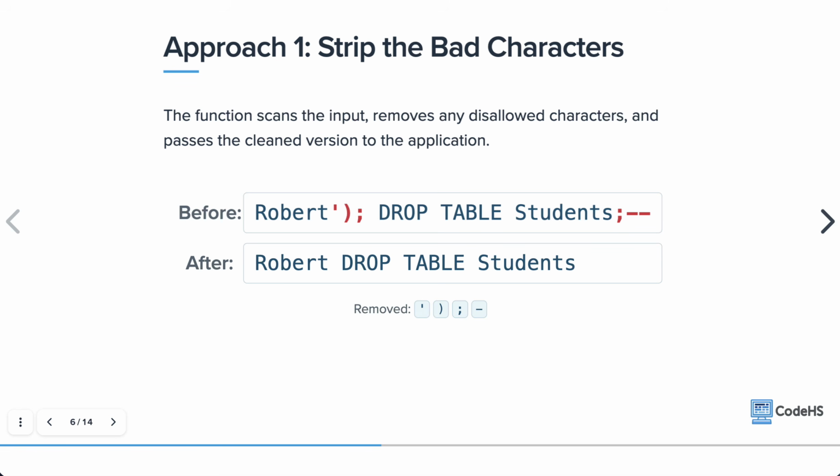The list at the bottom names the characters that were removed: the single quote, the paren, the semicolon, and the dash. The AP standard names three control characters: the single quote, the double quote, and the semicolon. In practice, a strip-style sanitizer often removes other characters too, like the SQL comment dash and the parens, because those also carry structural meaning in SQL.